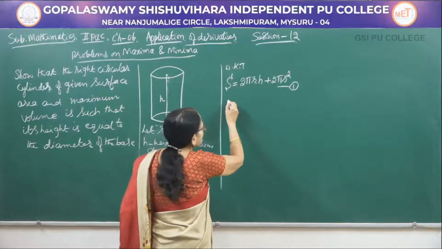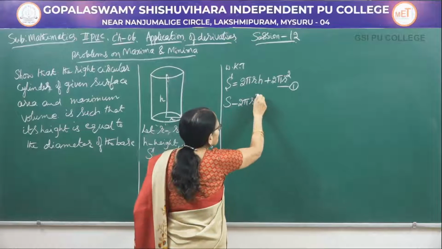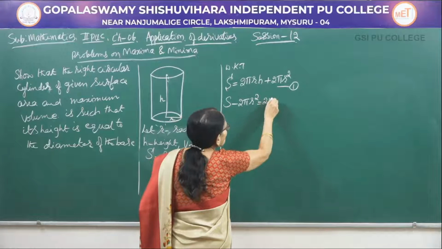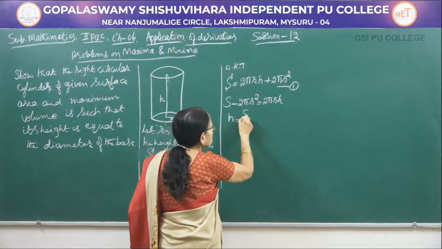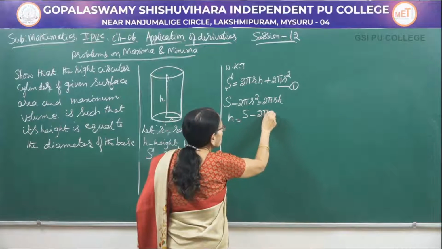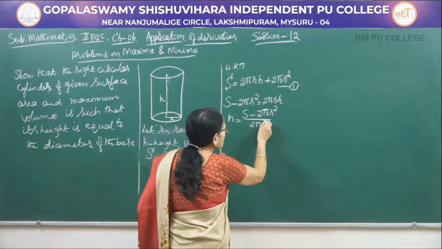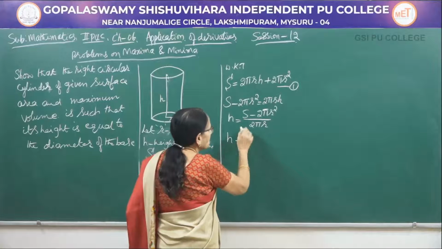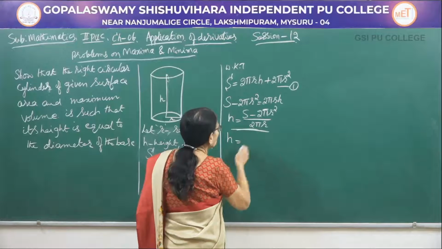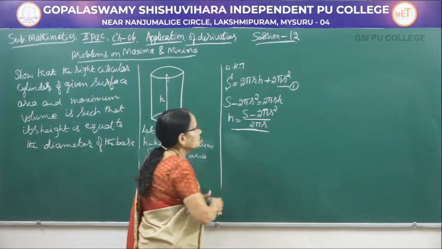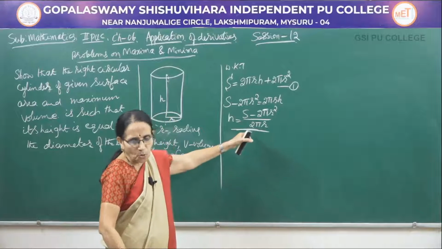So, you can write S minus 2 pi r square is equal to 2 pi r h, or h can be written as S minus 2 pi r square divided by 2 pi r. Let it be like this: h is equal to S minus 2 pi r square over 2 pi r, or you can split and write also, no problem here.